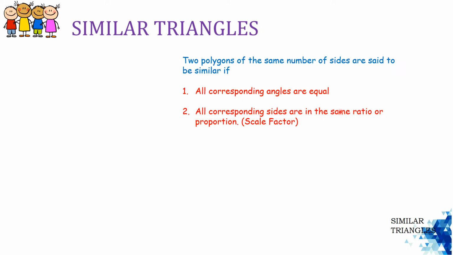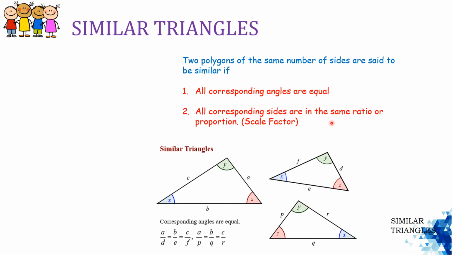All the corresponding angles must be equal and all the corresponding sides should be in a common ratio. The ratio should be equal. So these are the two conditions we need to remember. So if I take a triangle like this, similar, how should I mention the similarity? Corresponding angles. Okay, so here y, x, z, all the angles are equal.